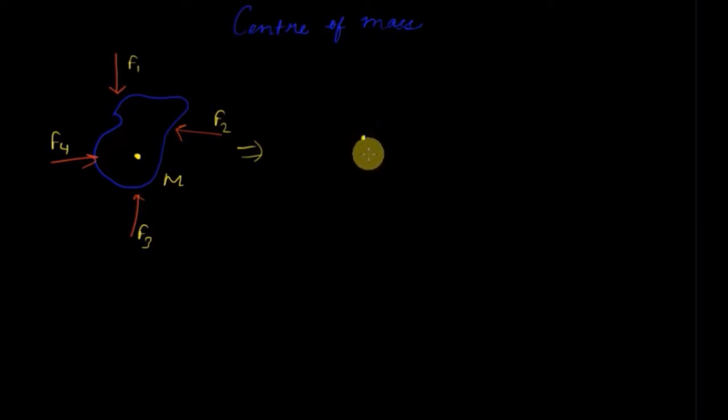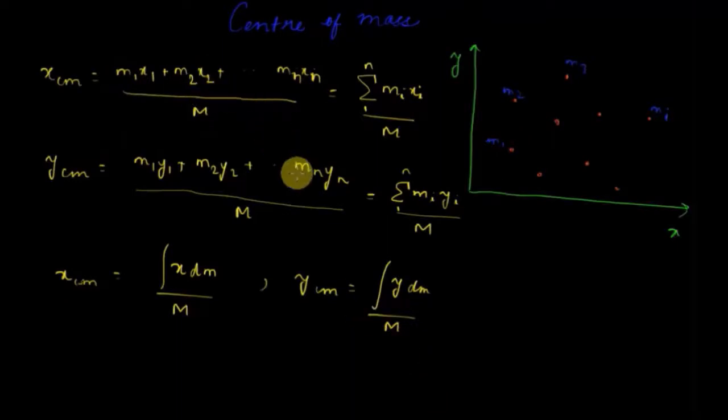mass of this object is concentrated at the center of mass, and all the forces which are acting on this object are essentially acting on the center of mass. So instead of analyzing this object, we will simply analyze the motion of the center of mass under the assumption that all the forces are acting on the center of mass only. So in a way, the center of mass is the geometric center of an object.